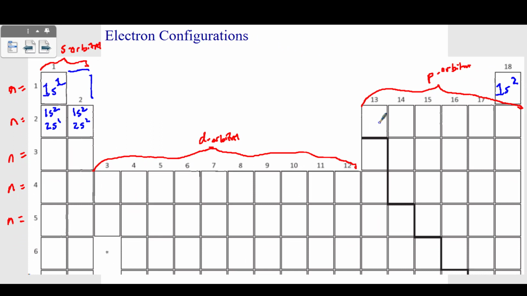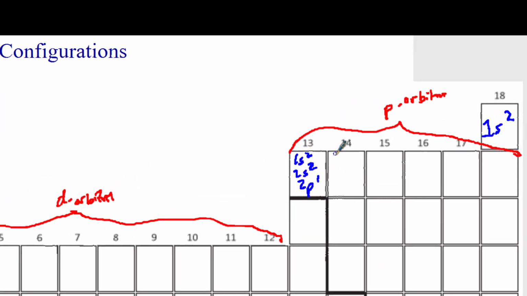Now let's come over here to boron. Boron has 5 electrons. Remember, there's 2 in this 1s orbital, so 1s2. There's 2 over here in the 2s, so we call that 2s2. And then it's in the n equals 2, in the p orbital, but there's only 1 here. Count up those numbers: 2 plus 2 plus 1 is 5. That's the 5 electrons for boron. So boron's electron configuration would be 1s2, 2s2, 2p1. Carbon would be 1s2, 2s2, 2p2. And then nitrogen would be 2p3. Oxygen would be 2p4. Fluorine would be 2p5. And neon would be 2p6.